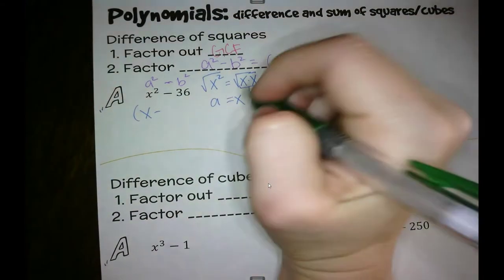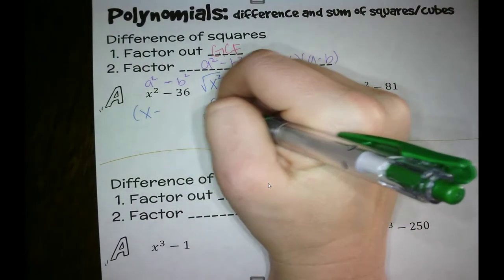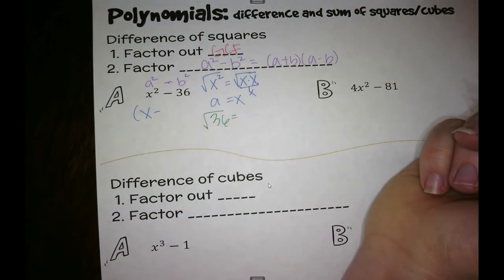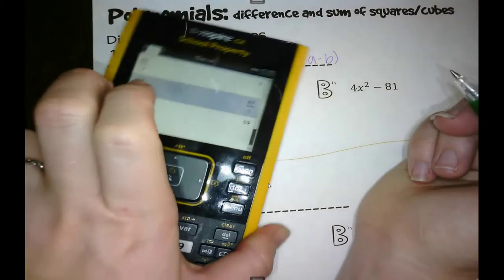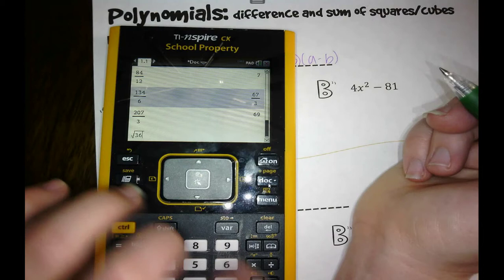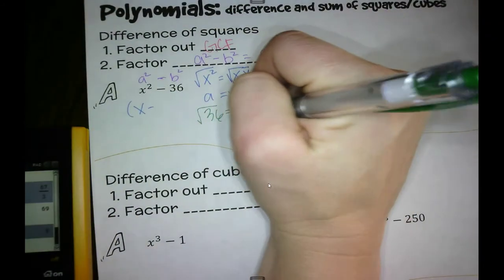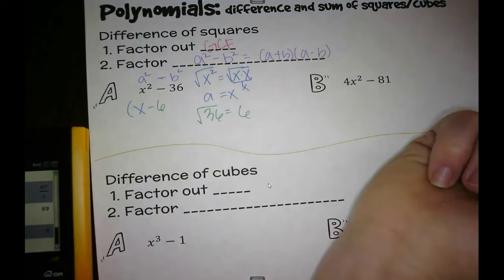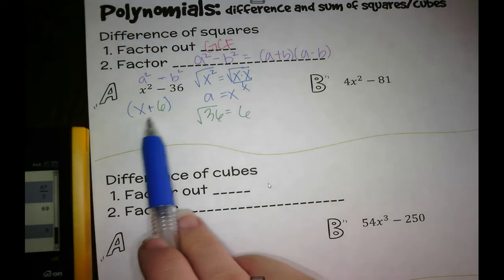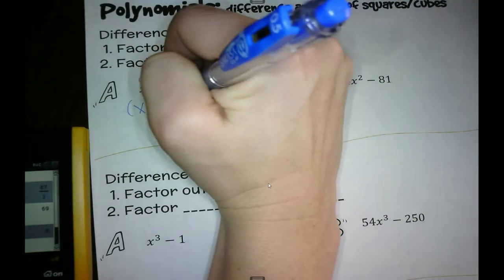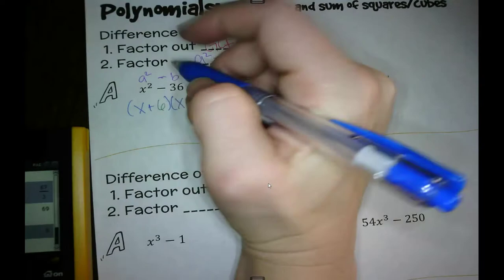What's our b going to be then? Because if b squared is 36, then I need to take the square root of 36 to get b. Remember we said that these are perfect squares. That means if I take the square root of 36, that's going to give me one whole number, 6. So then we're going to have x plus 6, x minus 6.